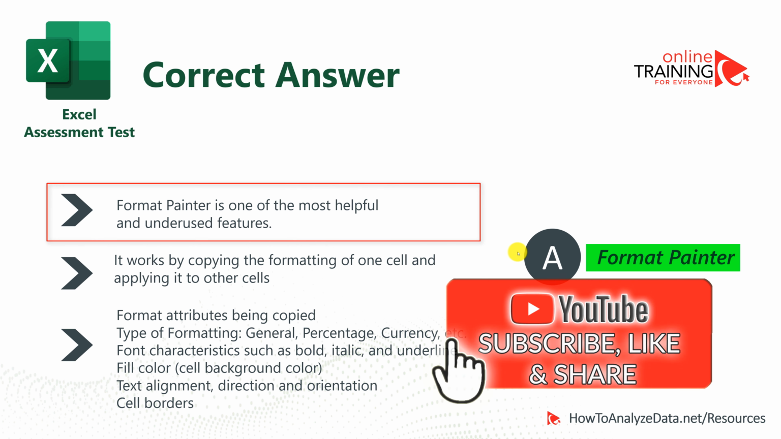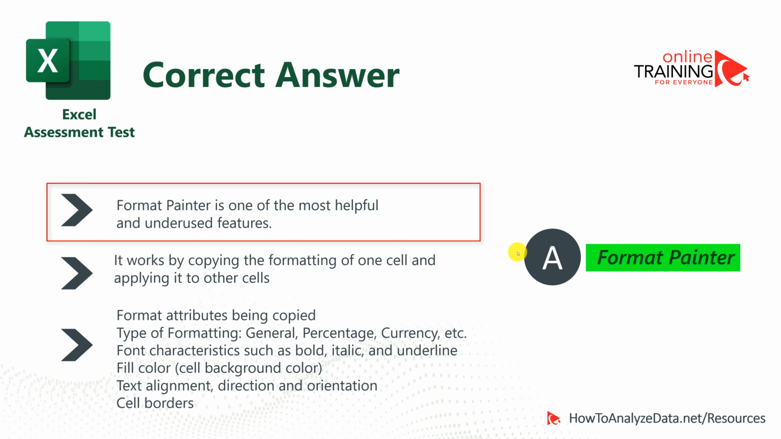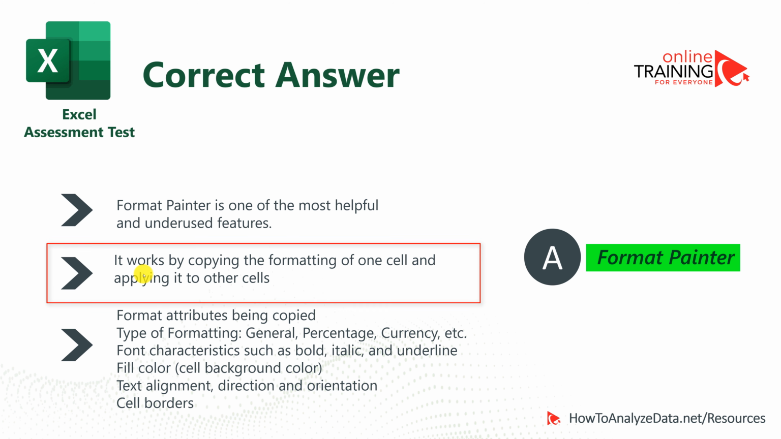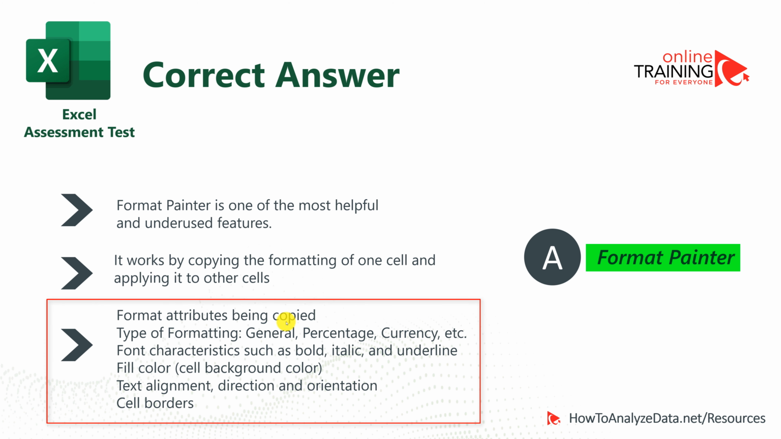And Format Painter is one of the most helpful and underused features of Microsoft Excel. It works by copying the formatting of one cell and applying it to other cells. Among the format attributes being copied, we have general, percentage, currency, all these numeric types of options that are available in Excel. Also, as part of the formatting process, font characteristics are copied, such as bold, italic, and underline, and others. You copy fill color, text alignments, cell borders, and a lot of other things.